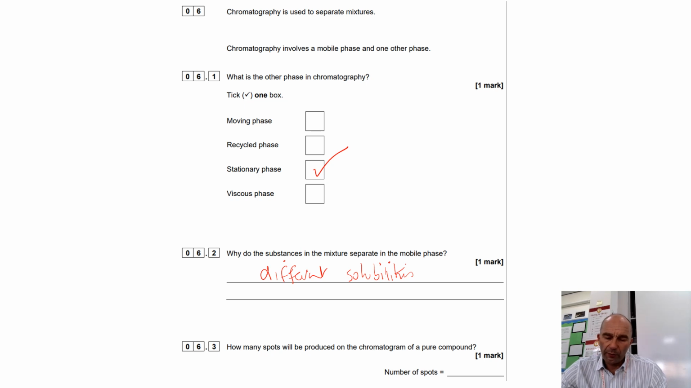6.3, how many spots will be produced on the chromatogram of a pure compound? Remember, a pure compound only contains one thing. Therefore, you're only going to get one spot formed.